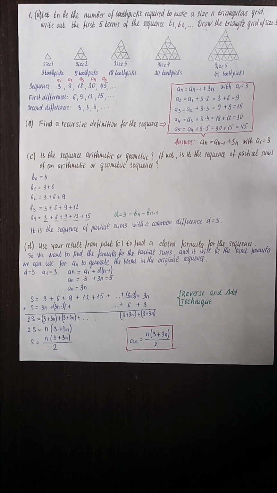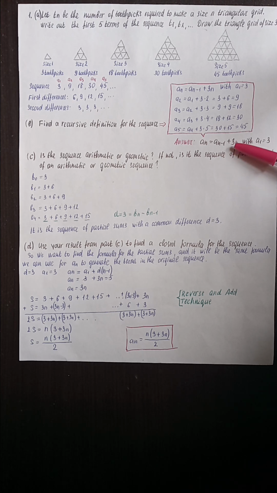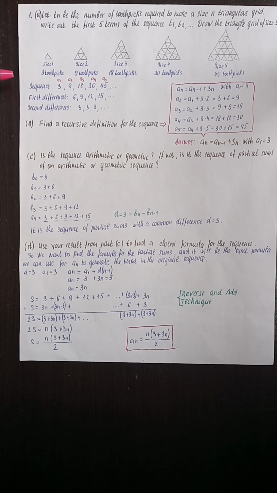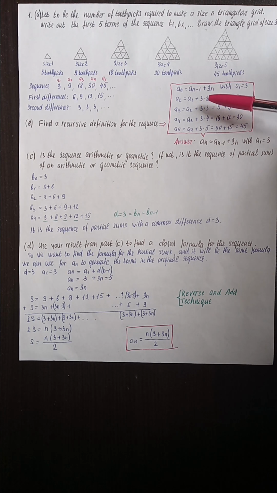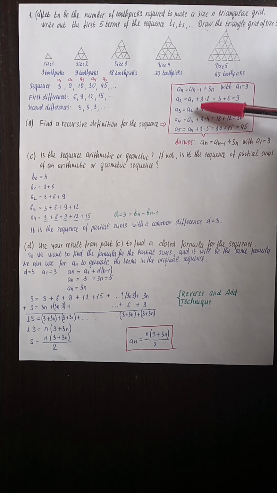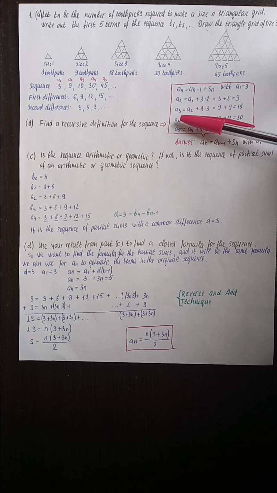So this way, we can write a recursive definition. A sub n equals A sub n minus 1 plus 3 times n, with A sub 1 equal to 3, because we are given 3 toothpicks at the beginning. So we have a bunch of these 3, 3, 3 differences, and we can find A sub 4, A sub 5, A sub 6, and so on.